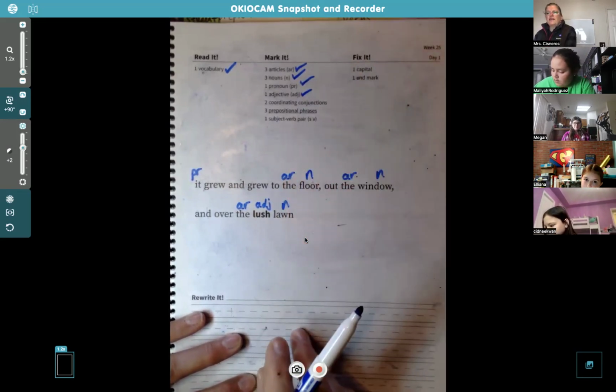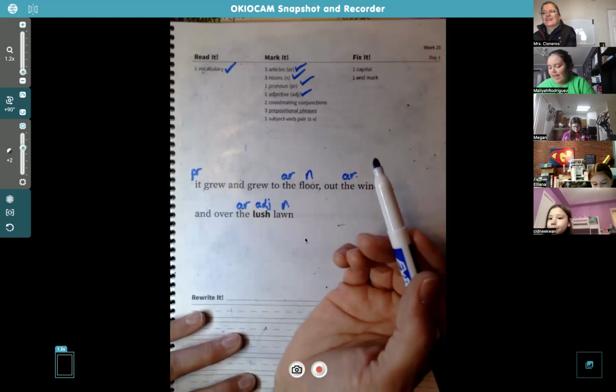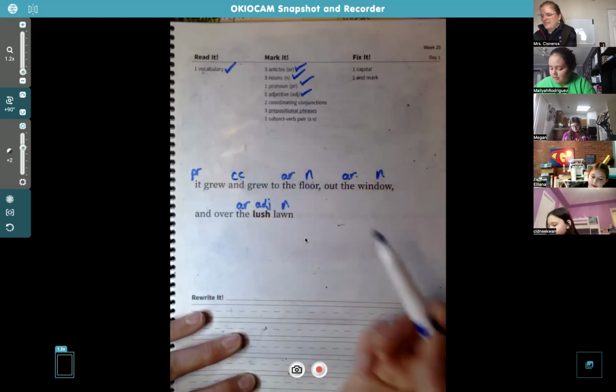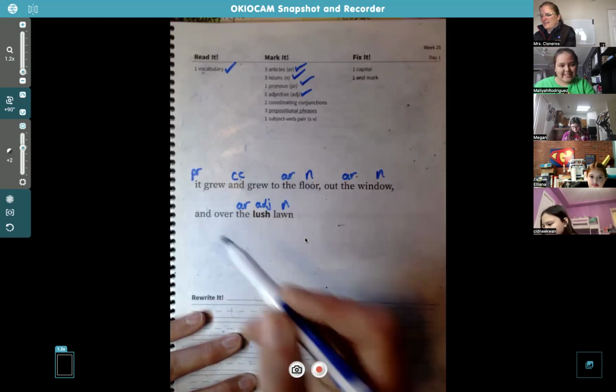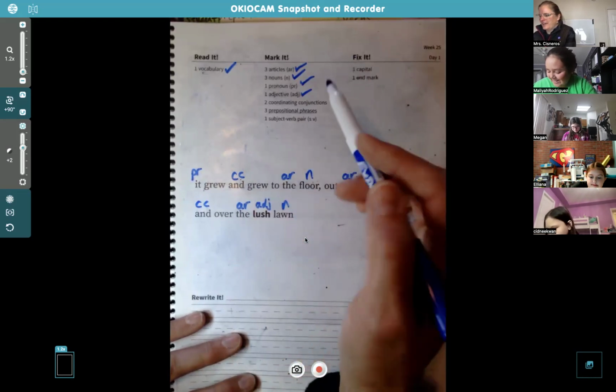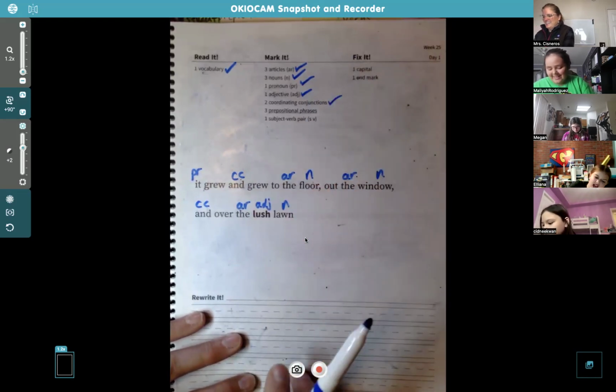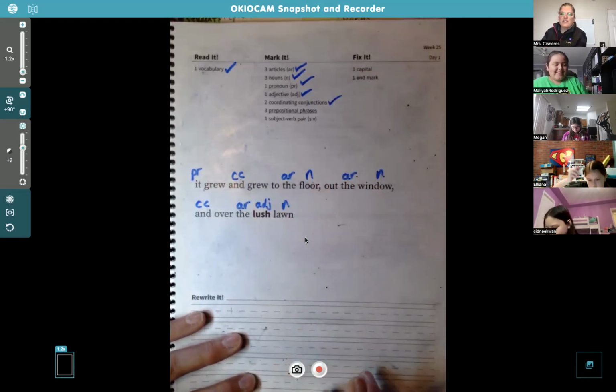Check. Coordinating conjunctions, Malia. Remember the fanboy words. There's two of them. And, and again. There's two and's. We'll come back to the prepositional phrases, but Megan, what about the verbs?